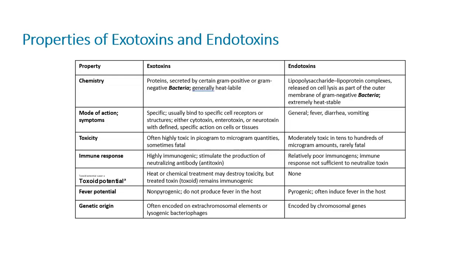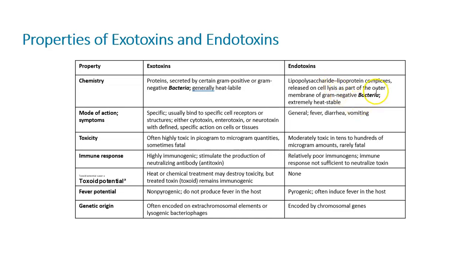So I have some examples for you of the difference between an exotoxin and an endotoxin. I'm not going to go crazy on the test with this, but you need to understand that exotoxins are often highly toxic, sometimes fatal. They're very specific. You can destroy them. Sometimes you can heat treat, but it's hard to kill the toxin. It's encoded in the extrachromosomal elements of these organisms, in the lysogenic bacteriophages for the viruses.